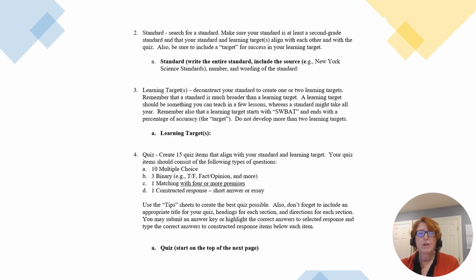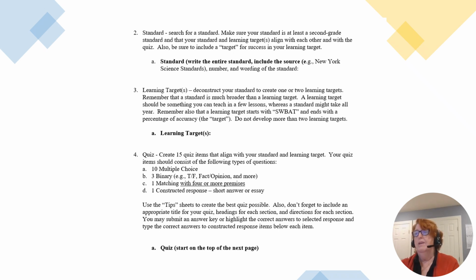Then you're going to write a learning target. This time I'm asking for a learning target and not an objective. Remember that a learning target has a target for accuracy, with 80% accuracy, for example, or 4 out of 5 times. If you give me a learning objective, that will be wrong if it doesn't have a learning target attached to the end.